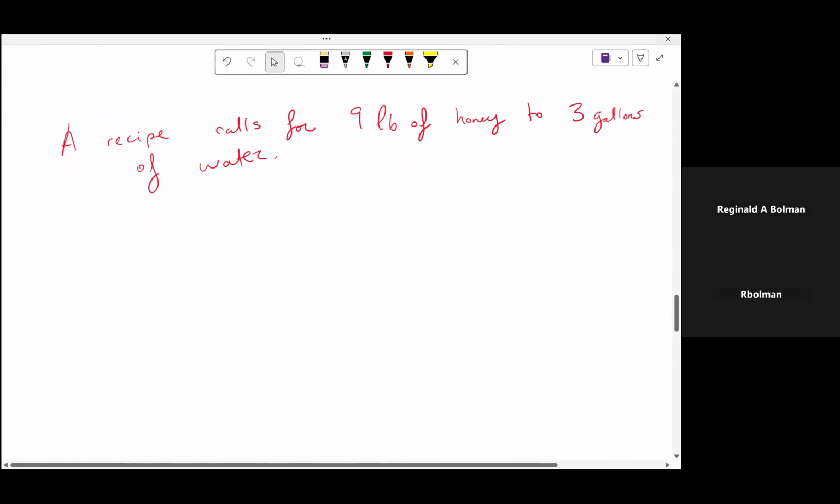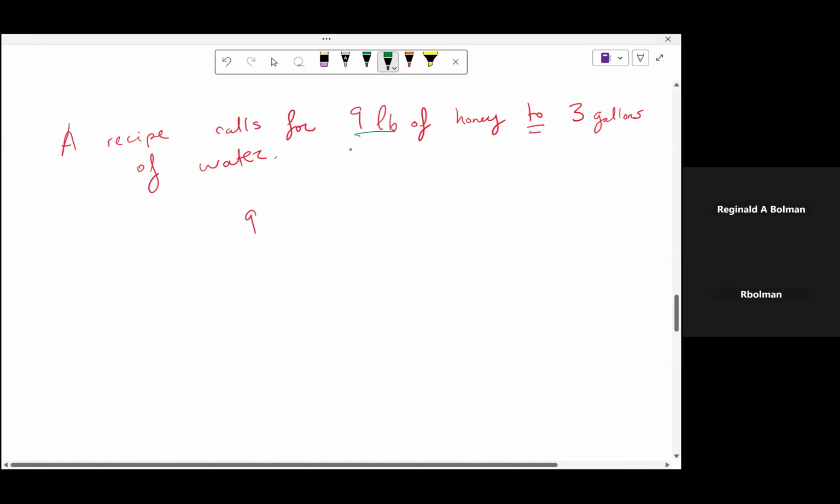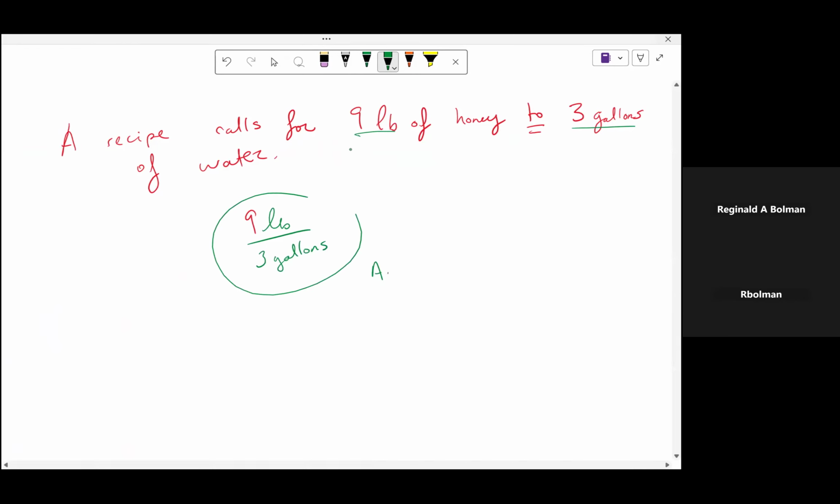All right, let's carry on. A recipe calls for 9 pounds of honey to 3 gallons of water. So let's go ahead and try this one. So 9 pounds of honey to 3 gallons. To is my keyword. I look to the left of my keyword. I see 9 pounds, so I'm going to write that in my numerator. I look to the right of my keyword. I see 3 gallons. I'm going to write that in my denominator. And this is my answer.